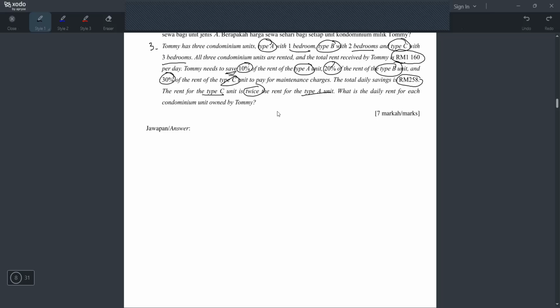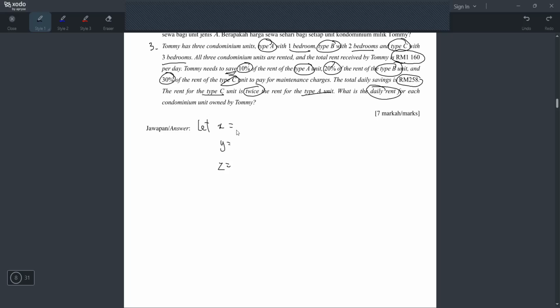And then you just read the first time. And when you read the second time, because after you read the first time, you will know what the last line wants, right? You will know what the question wants. And then when you read the second time, you will know what you have to look for, right? So if you look at the last line here, what the question wants you to find is the daily rent of each condominium unit owned by Tommy, right? So whatever they want you to find in the question, that's the thing you let become x, y, z, all right? Or it can be p, q, r or l, m, n, any alphabet you want.